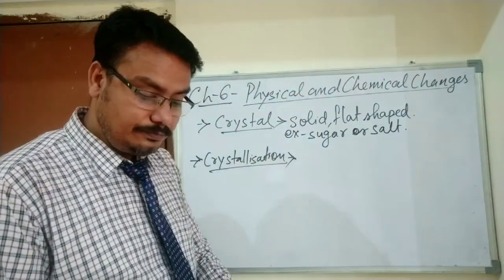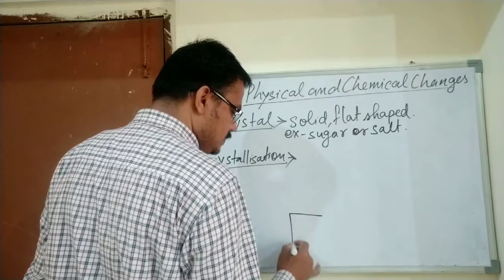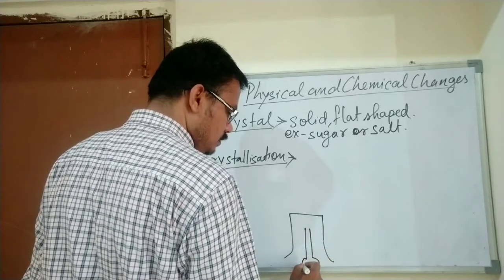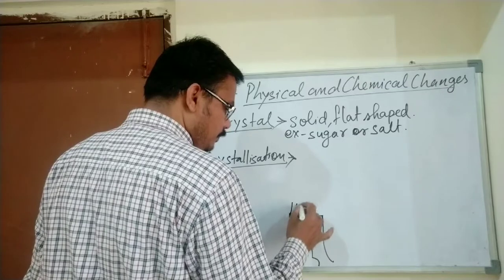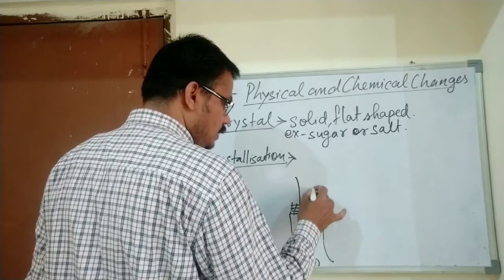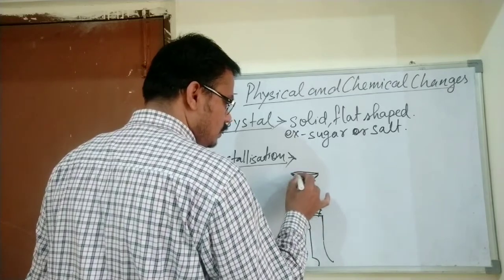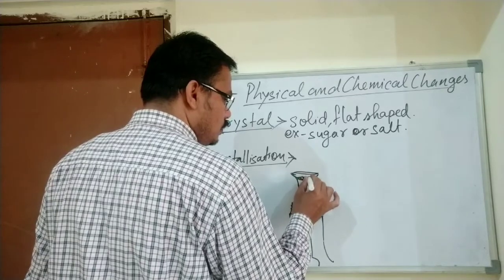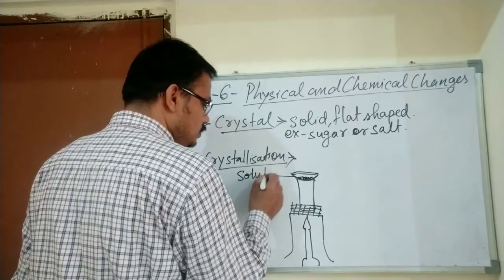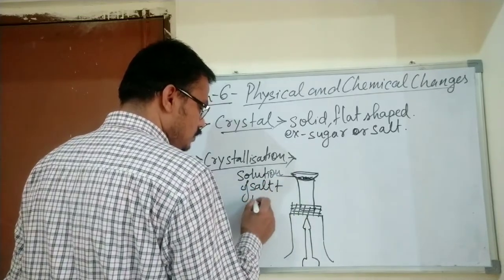Just take a tripod stand, put a Bunsen burner, put above it a wire gauze, put a beaker above it, and a dish in which you keep the solution of salt plus water.